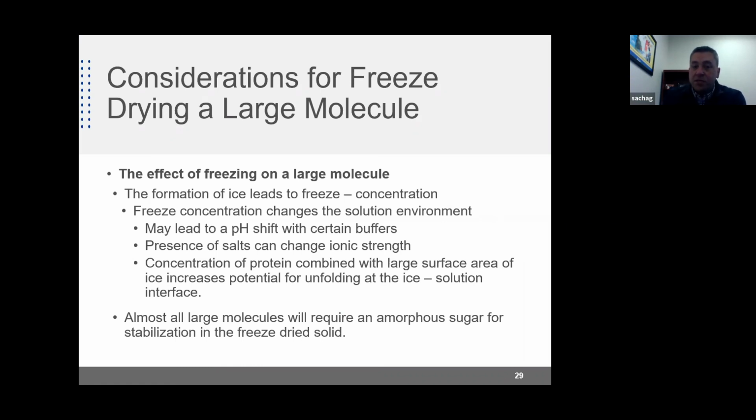We need to realize that there's freeze concentration that occurs. And when freeze concentration occurs, that changes the environment in which your molecule is in. So that could lead to other changes.